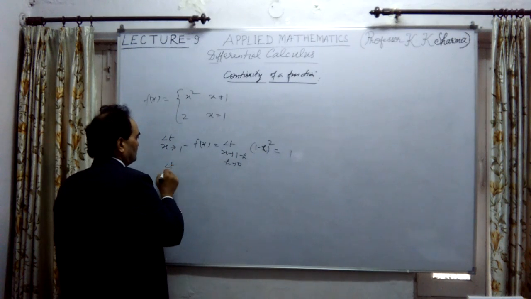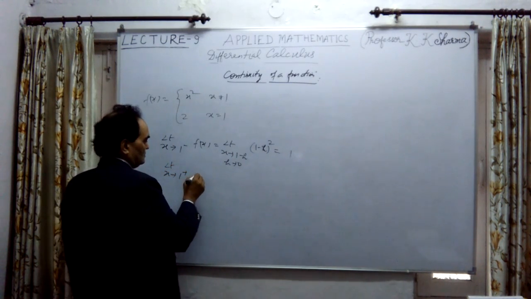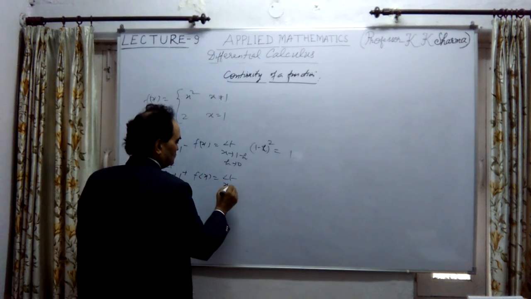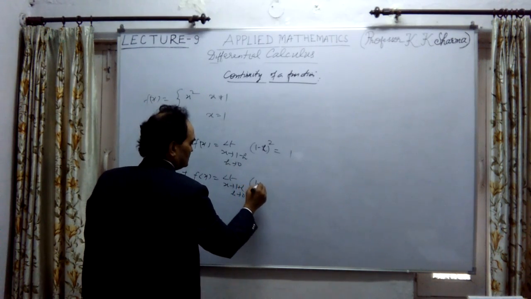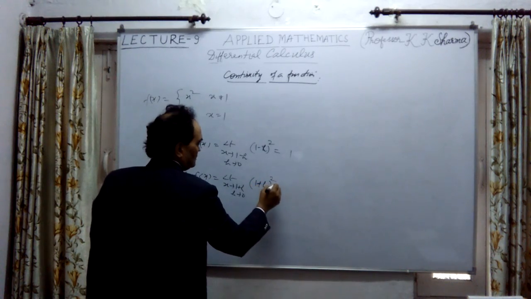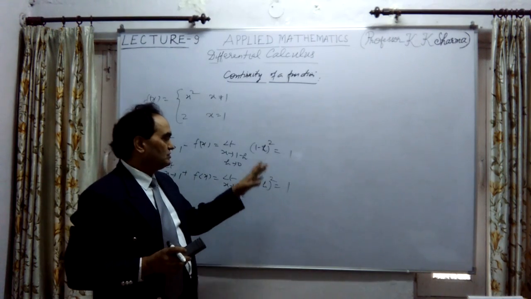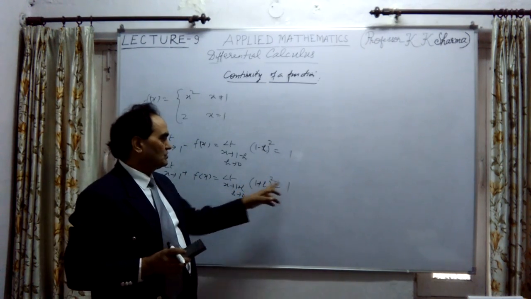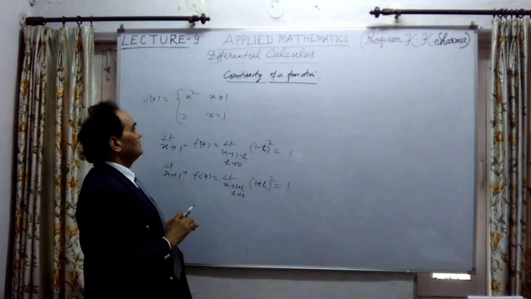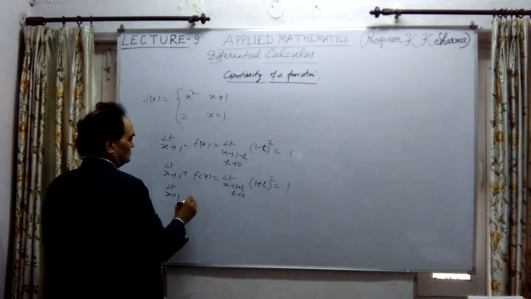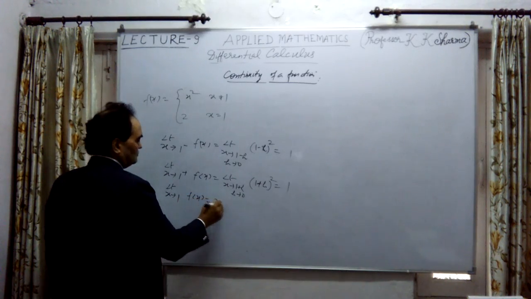Similarly, the right limit, x tends to 1 plus, is equal to the limit x tends to 1 plus h, where h tends to 0. So again 1 plus h whole square. That is also equal to 1, because the two terms which contain h will be 0, and when h tends to 0, only 1 will be left over. So left limit equals right limit. And the value of the function at x equal to 1, f(1), is equal to 2.